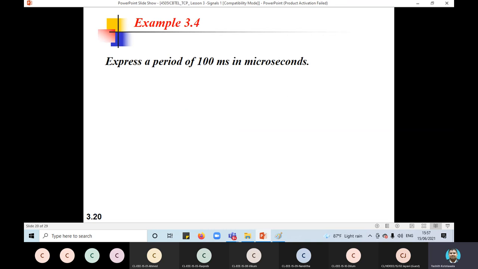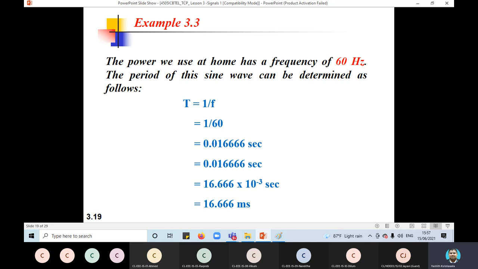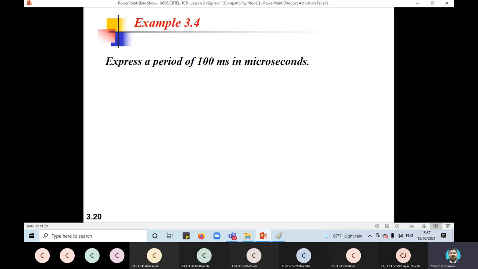Now the next question: express a period of 100 milliseconds in microseconds. This is again just to let you be comfortable with these milli, micro, nano interactions. So express a period of 100 milliseconds in microseconds. See whether you can deal with this. You have to convert it to microseconds, as I did here, writing a value in seconds as milliseconds. A second's value has been written in the milliseconds range. Now here, a milliseconds value has to be written in the microseconds range. See whether you can do this.